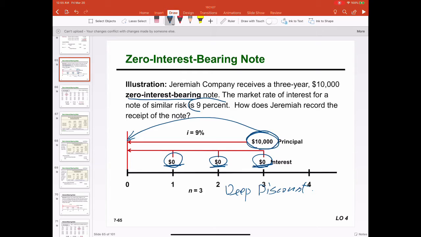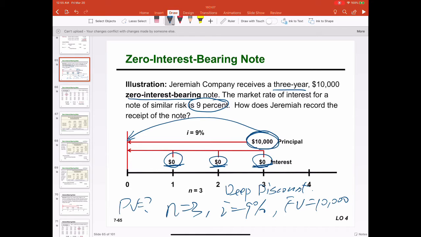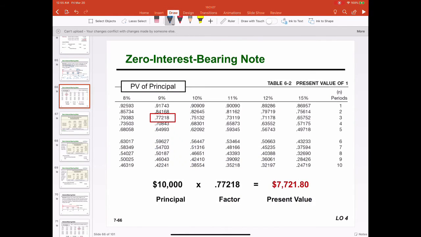Discount rate is 9%. It is compounded annually, for 3 years. So N is 3, right? I is 9% for the discount rate. The future value is 10,000. So now we calculate present value. 9%, 3. So this is a present value factor. We multiply it by the future value, so that's the value of the note.